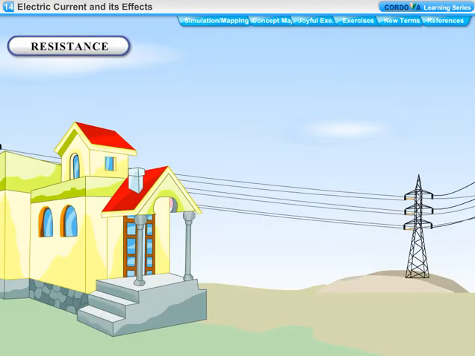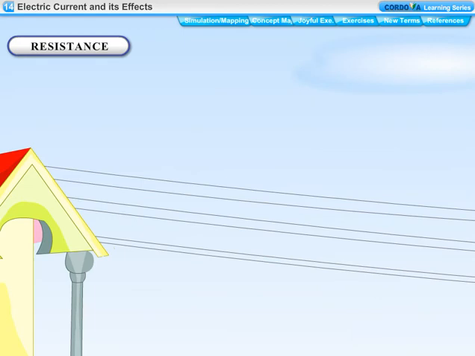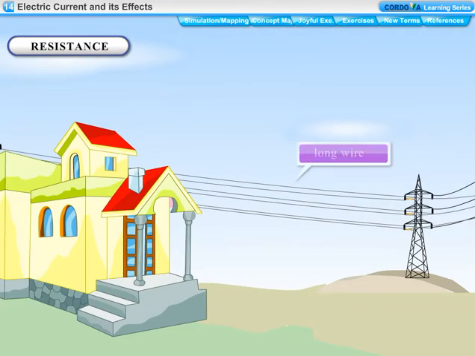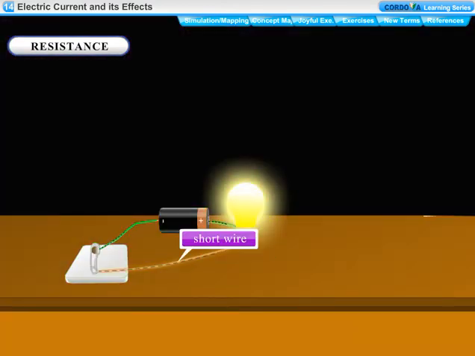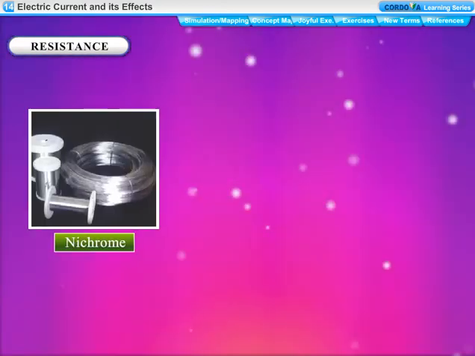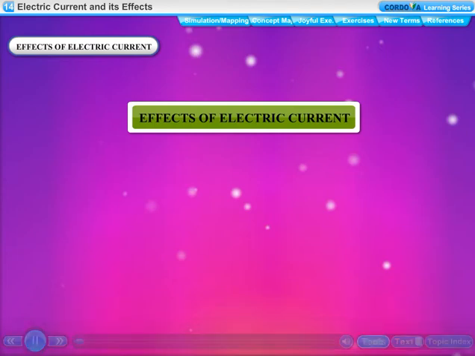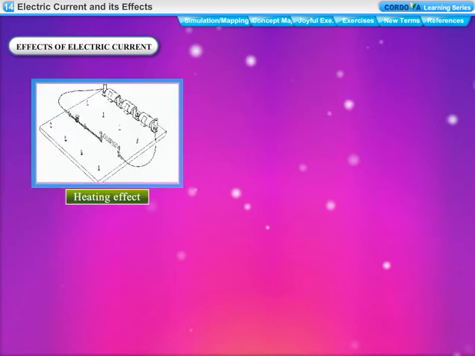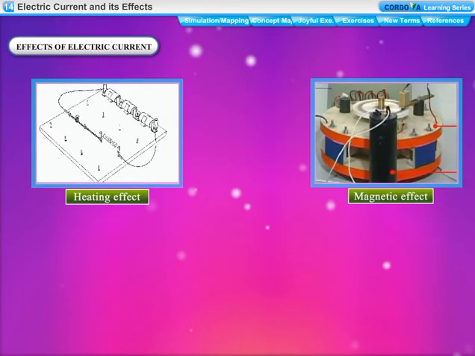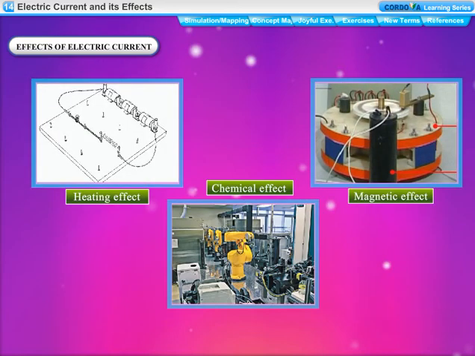A thin wire has a higher resistance than a thick wire, and a long wire has a higher resistance than a short wire. Nichrome is an alloy of nickel, chromium, iron and manganese. Effects of electric current. An electric current can produce three effects: heating effect, magnetic effect and chemical effect.